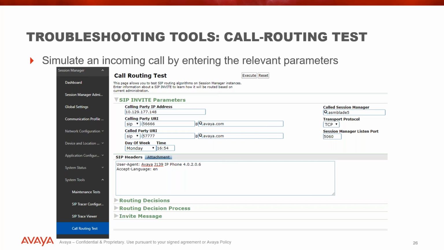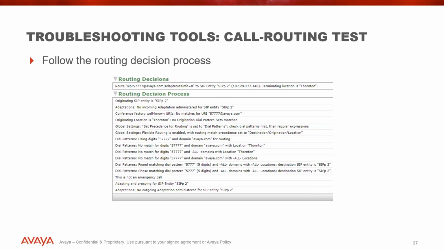If you click on the attachment tab, you can also enter things like SDP. That would be a pretty advanced way to try to route if you're routing based on contents of SDP. That's like that Android video example I showed you a little bit ago. So enter arbitrary SIP headers or arbitrary SDP in that text box, and then click on execute, and Session Manager will pretend to route your invite and then give you feedback about what would have happened. And that looks like this.